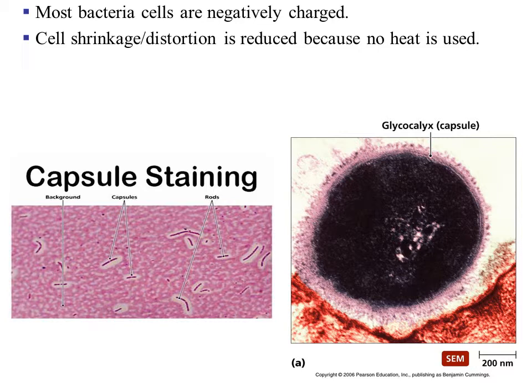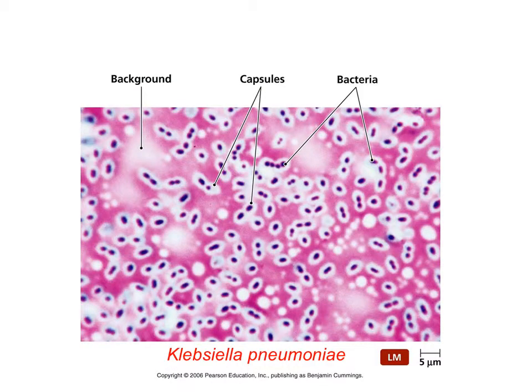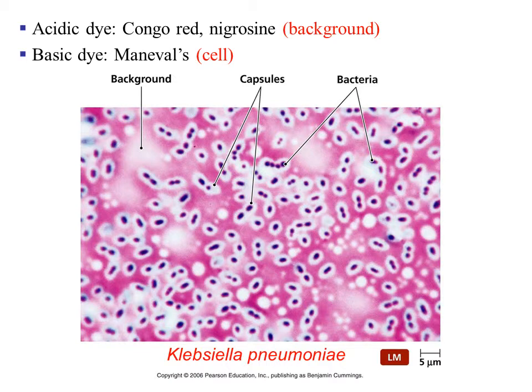Cell shrinkage and distortion is reduced because no heat is used in this stain. This is how to use the stain. Acidic dyes such as Congo red and nigrosin are going to be used to stain the background. Then a basic dye like Maneval is going to be used to stain the cell.